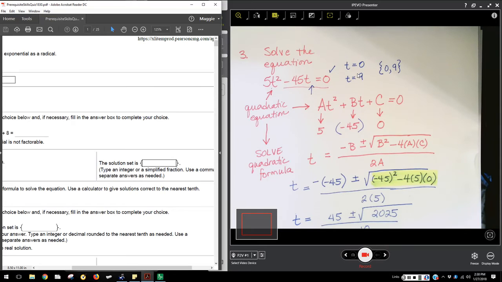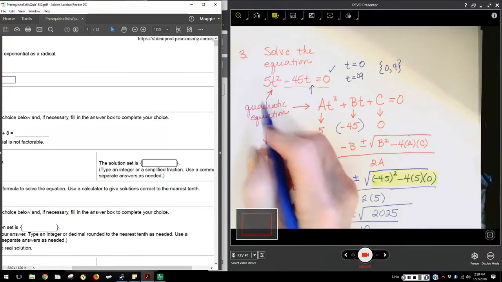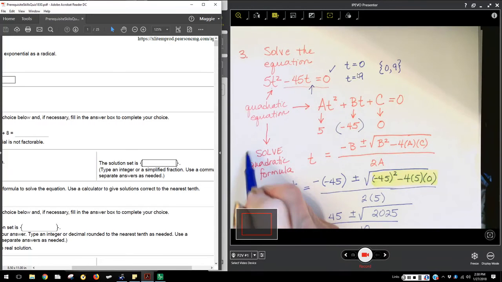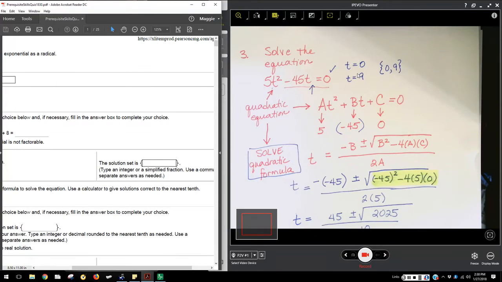Now, for those people that work this a different way, because a lot of people got this problem right, you could have solved this problem by factoring. And if factoring that expression gives you an obvious answer and you got the same answer I did, that's fine. But since not all quadratic equations factor, I chose not to solve this quadratic equation by factoring. My first choice is always to use the quadratic formula, unless it is obvious to me that a problem factors.